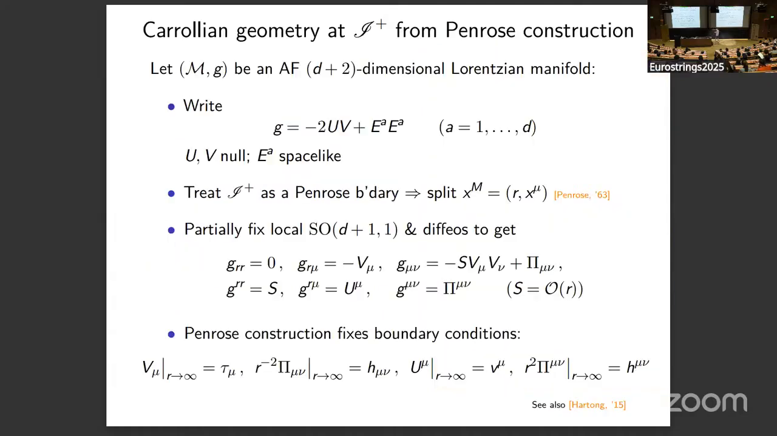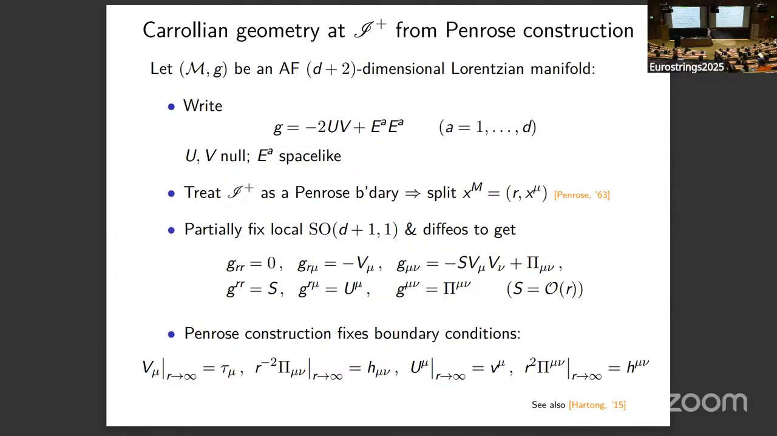To set up this framework, what we're doing is really just, we consider a standard Lorentzian metric in an asymptotically flat spacetime, and we write it in a vielbein decomposition. This is a very standard thing, except that here, rather than having normal time-like and space-like vielbeins, we've combined one time-like and one space-like vielbein into two null vielbeins. This you can always do.